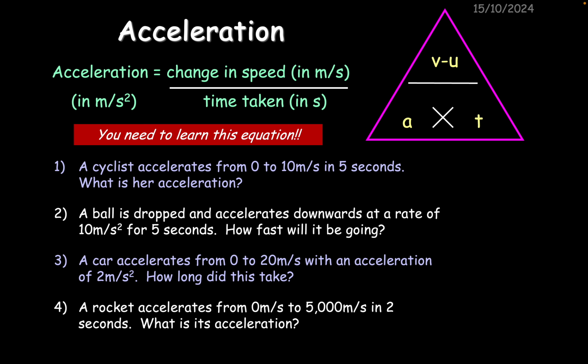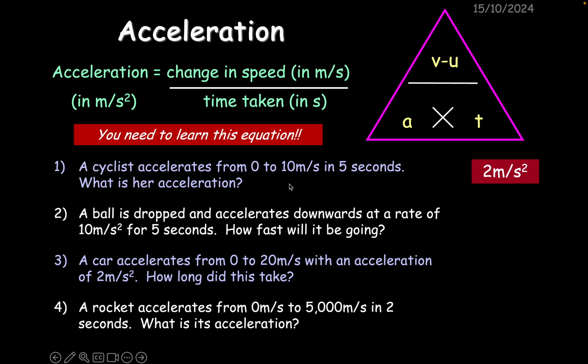So the first test is a cyclist accelerates from 0 to 10 meters per second in 5 seconds. So that's v minus u, 10 minus 0, divided by 5 gives you the acceleration. These you can do in your head. So 10 divided by 5 will give you 2 meters per second squared.